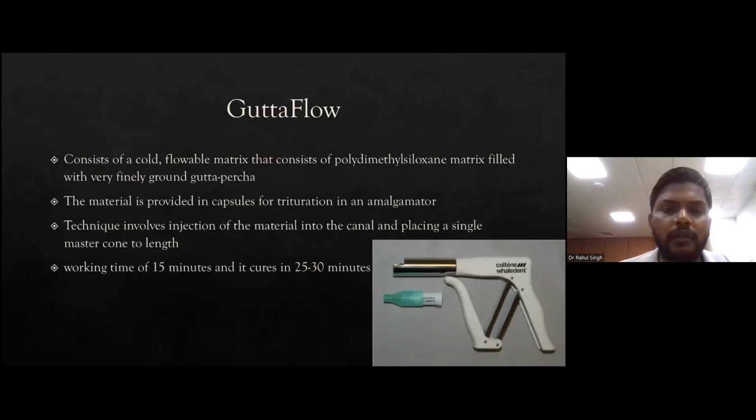So this machine mixes that GP in particulate form with the sealer, then you inject it into the canal, and after injecting that mixture, we have to put one single cone to the length, and then the technique is the same as that of warm vertical compaction. The working time is 15 minutes and it cures within 25 to 30 minutes.